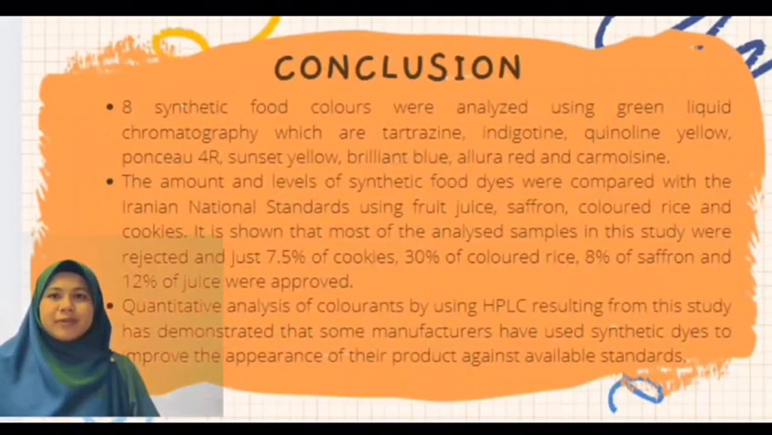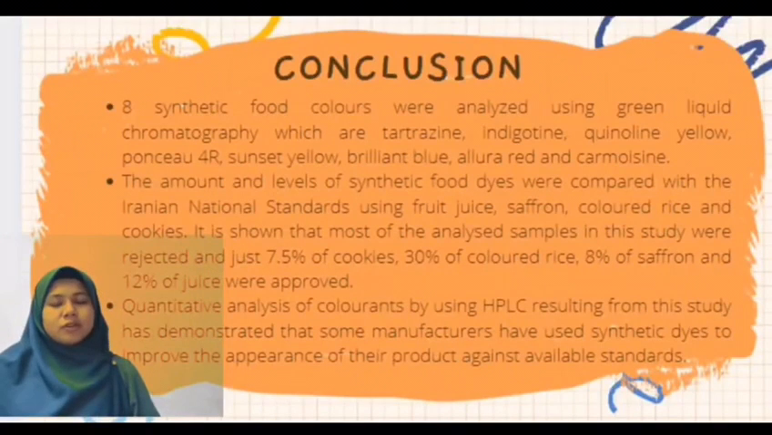From the experiment, we found that 8 synthetic food colors were analyzed using liquid chromatography. Those colors are tartrazine, indigotine, quinoline yellow, ponceau 4R, sunset yellow, brilliant blue, allura red, and carmoisine. The amount and level of synthetic food dyes were compared with the Iranian national standards, using fruit juice, saffron, colored rice, and cookies as samples.